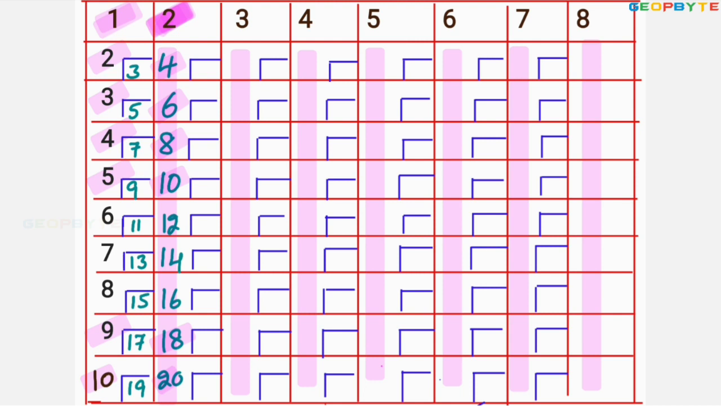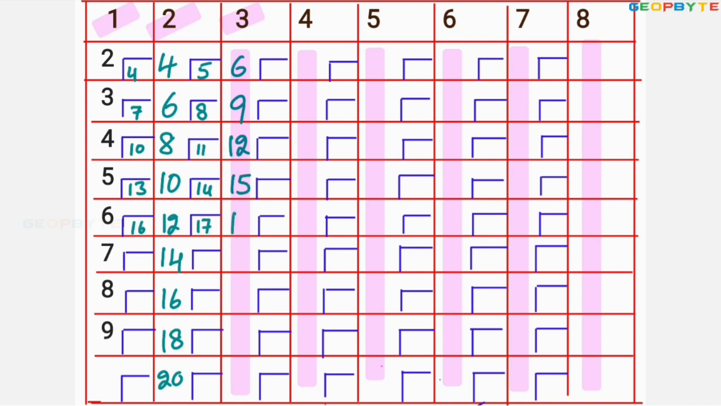Similarly, let us do for the third table. Third table can be prepared like this. 1, 2, 3, 4, 5, 6, 7, 8, 9, 10, 11, 12, 13, 14, 15, 16, 17, 18, 19, 20, 21, 22, 23, 24, 25, 26, 27, 28, 29, 30. Your third table completed.